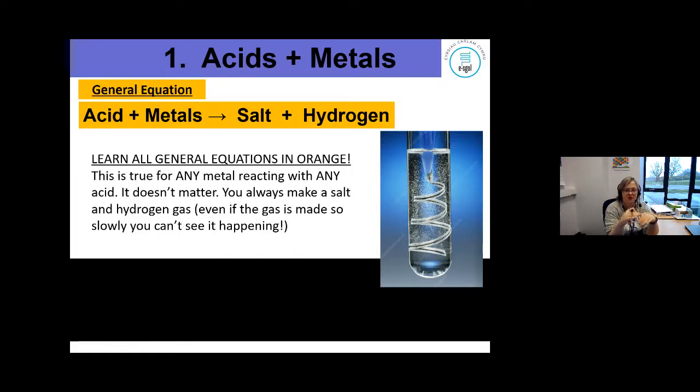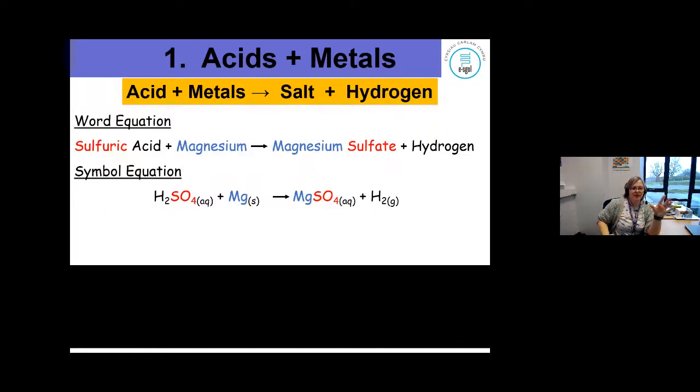But for the purpose of this evening, if you just learn that any acid and any metal will make these two products, which is a salt and hydrogen. Now, you can see there's a word equation. The word equation tends to be always asked in foundation and sometimes built upon into the higher papers as well. So if you say there, sulfuric acid and magnesium make magnesium sulfate and hydrogen.